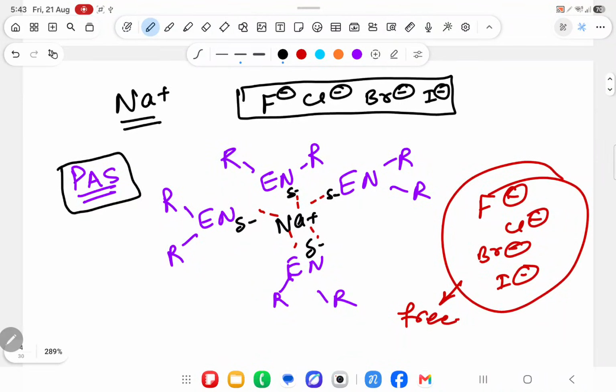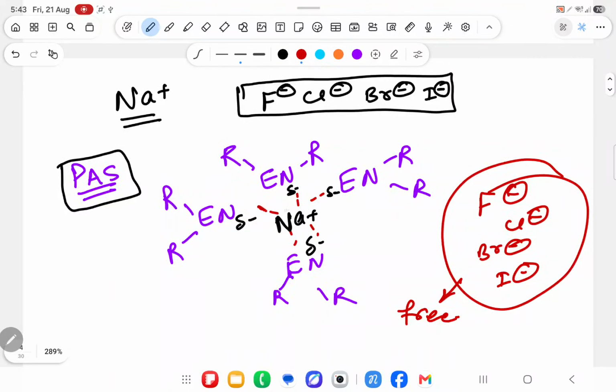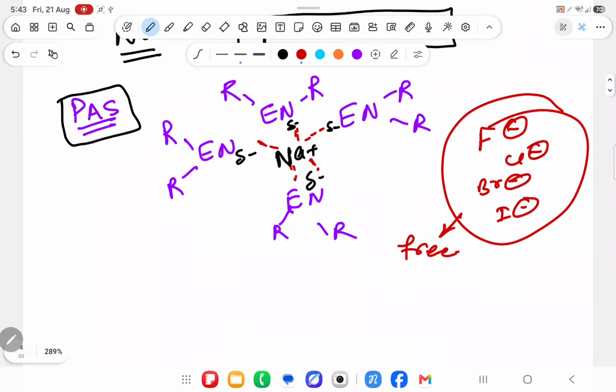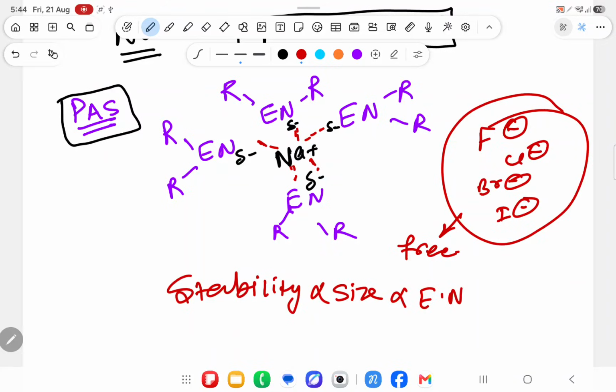Wherever I put sodium, everything is attacking on that. And the electronegative atom will make a cage-like structure with sodium. Once it makes a cage-like structure, fluorine, chlorine, bromine, iodine are free. Which one is more stable? We know that stability is directly proportional to size and also directly proportional to electronegativity. But priority is given to size.